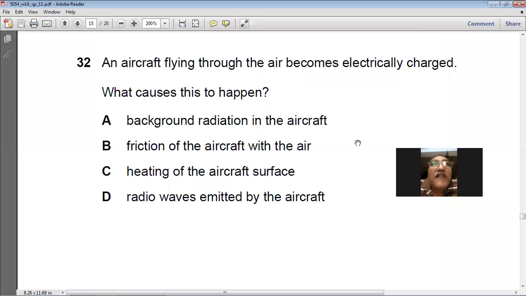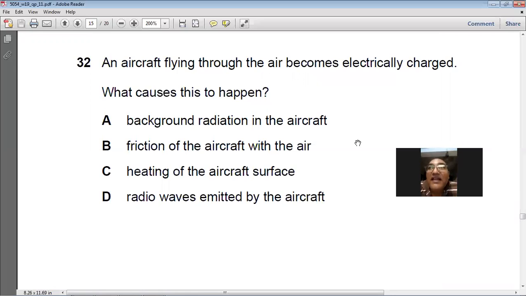An aircraft flying through the air becomes electrically charged. What causes this to happen? This happens because when the aircraft is flying, due to the air friction, the charge is produced on the surface of the aircraft. Friction of the aircraft with the air. Yeah, that's the reason, sir. B is the right option.